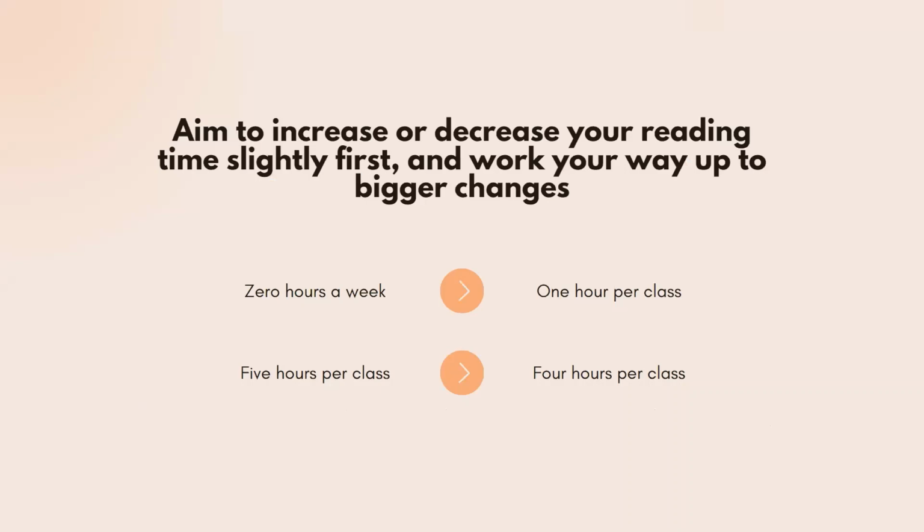In order to develop a healthy reading habit, you should aim to increase or decrease your reading time slightly first and work your way up to bigger changes. So if you currently read 0 hours a week, maybe try reading 1 hour per class a week. And if you're currently reading 5 hours per class a week, maybe aim to cut back to 4 hours per week.